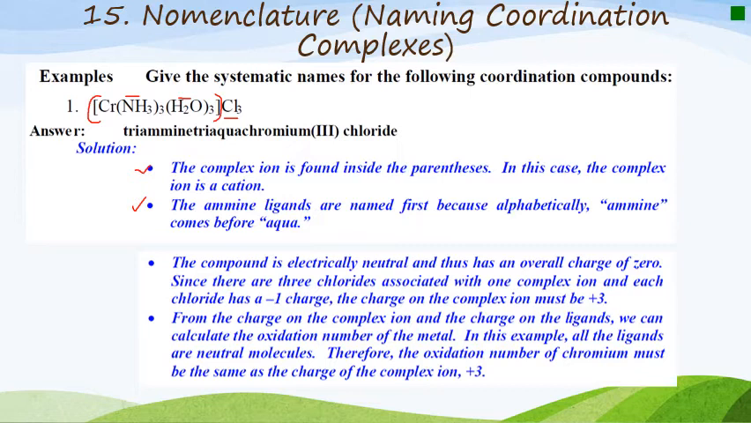Now, how do we name it? Well, we have 3 ammonia groups, so that becomes triamine. Okay, we have 3 water groups, that becomes triaqua. So the ligands have gone first. Okay, then we name the metal chromium, and then we put its oxidation state in Roman numerals, in brackets, and then we put the anion at the end. Notice you don't have to say trichloride at the end, it's simply chloride.